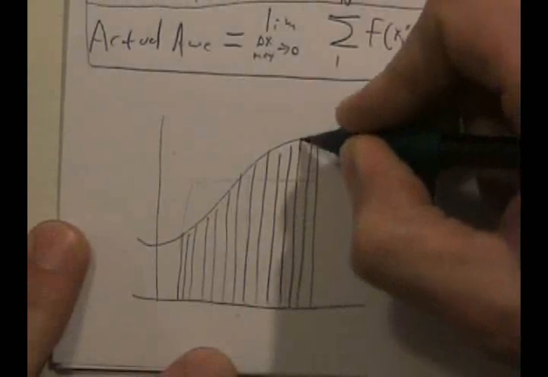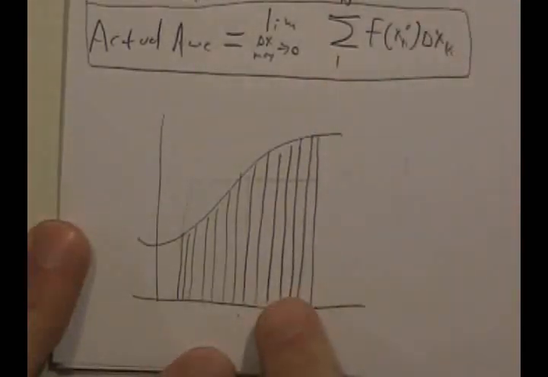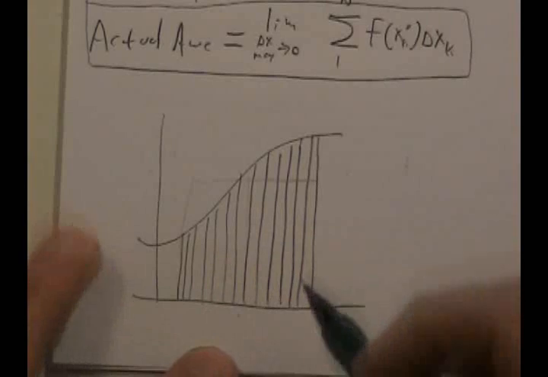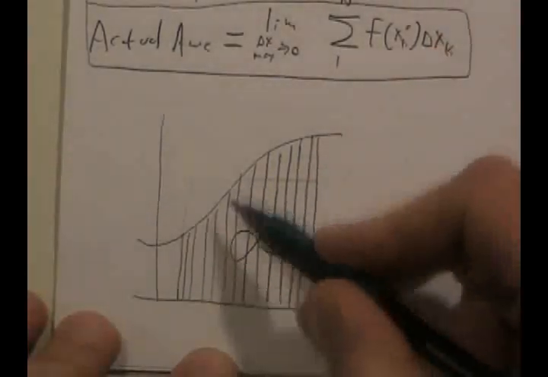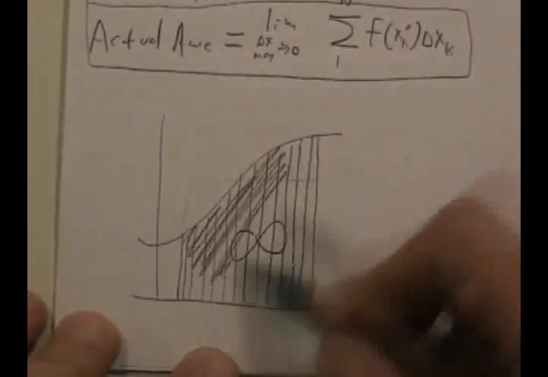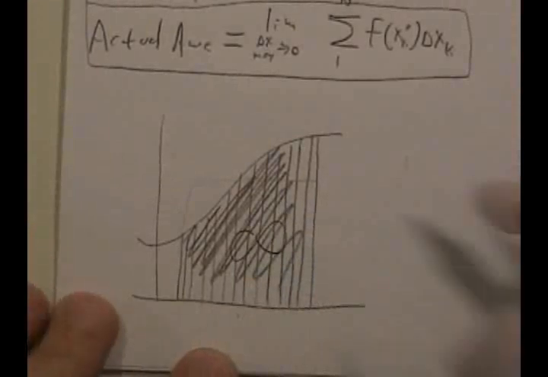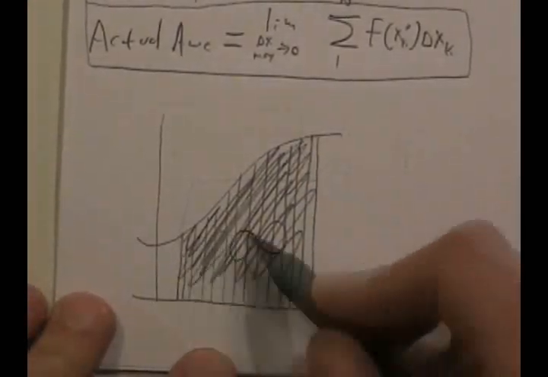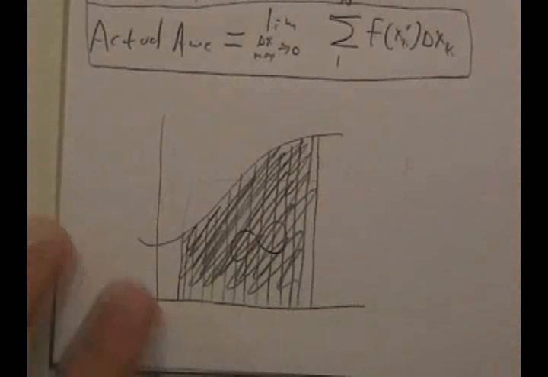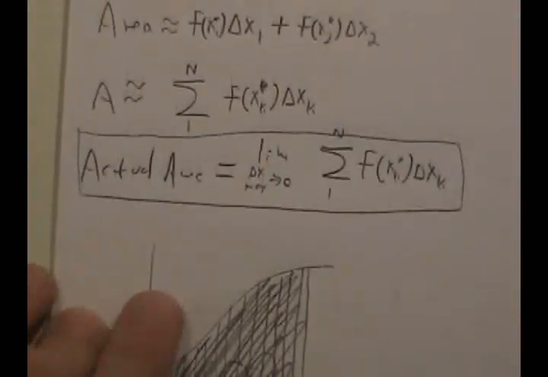If we could figure out some way to do this process over and over and over again, to use infinitely many rectangles, we would fill this entire space, and that would be the actual area. That's how we're going to define what the actual area is. Now, this gets its own special symbol, all right?